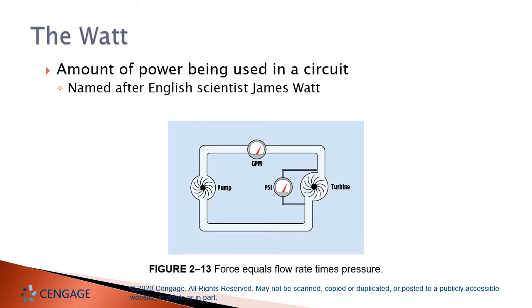Last of the quantities we're going to look at are watts. Watts are essentially a measure of power, right? So they're going to be the amount of essentially energy that gets used up to do an electrical function of some type. They're named after the English scientist James Watt. He did a number of things, including developing the steam engine.